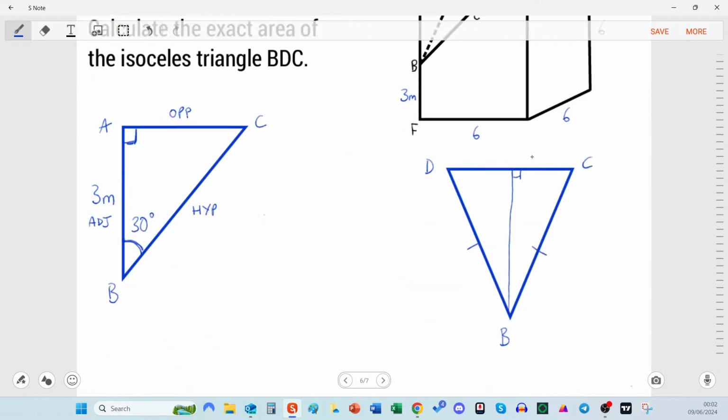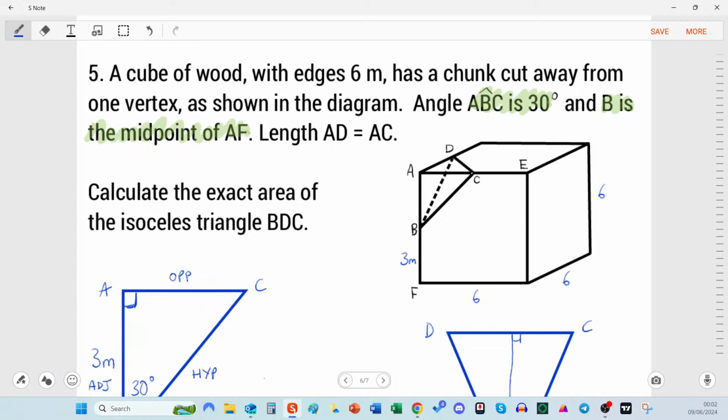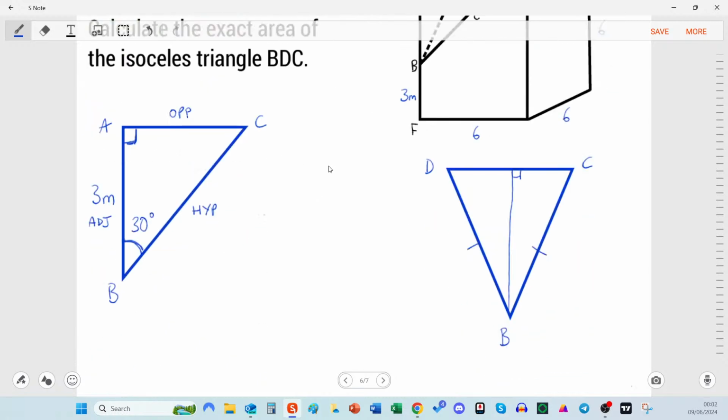And it's actually really useful that I have DC too. I'm just thinking ahead. Because if I had DC, I could work out what this side was, and then I could work out the length of it. So actually, I need it all. So let's just start with BC.